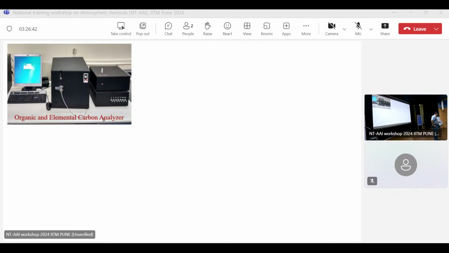Teflon, glass fiber, nylon, many filters we can use. But if we are doing OC measurement by this method, we use glass fiber because that holds at that temperature. Otherwise, the filter will also come off.